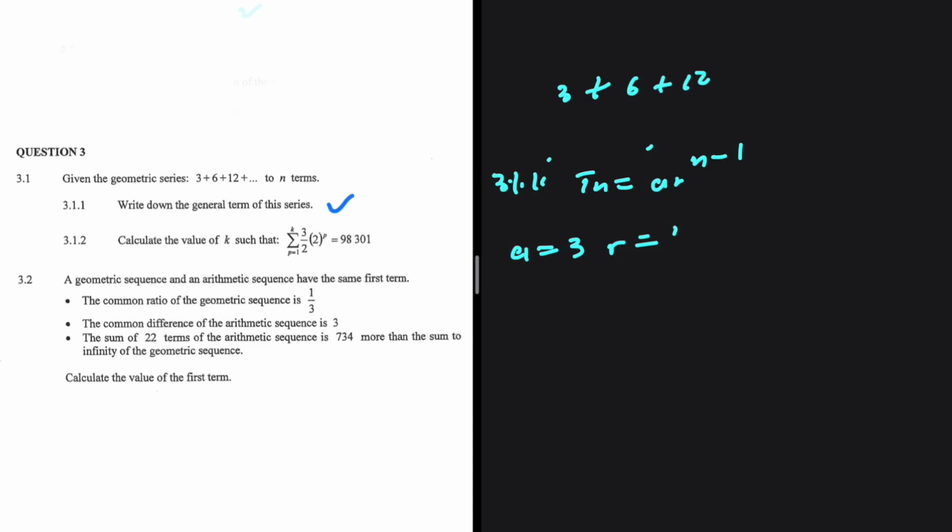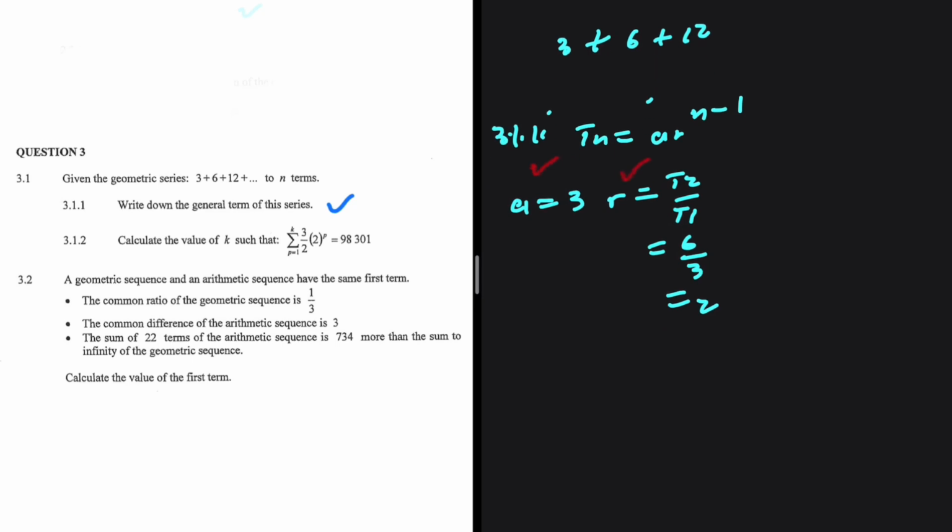So here, if we divide T2 by T1, we're going to have 6 divided by 3, which is equal to 2. So we have A, we have R. Tn will be equal to A, which is 3, times R, which is 2, to the power n minus 1. So this is the general term of this series.